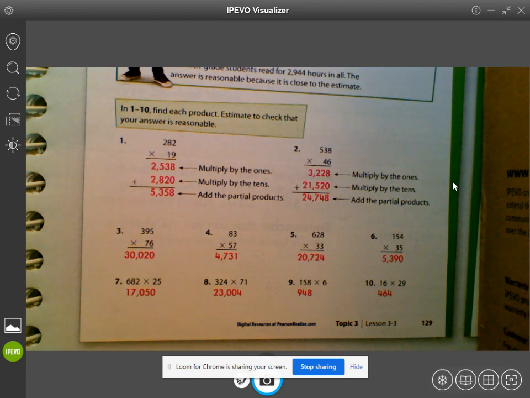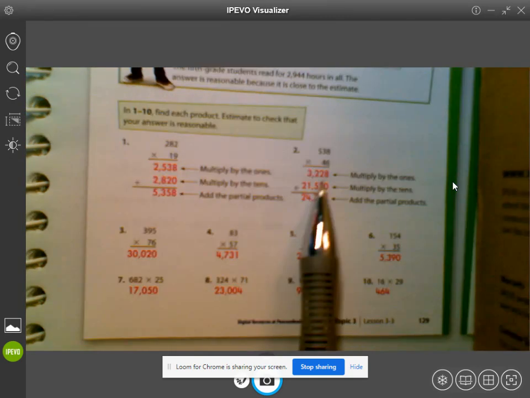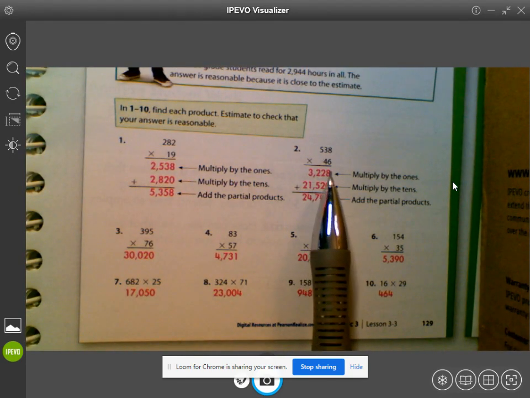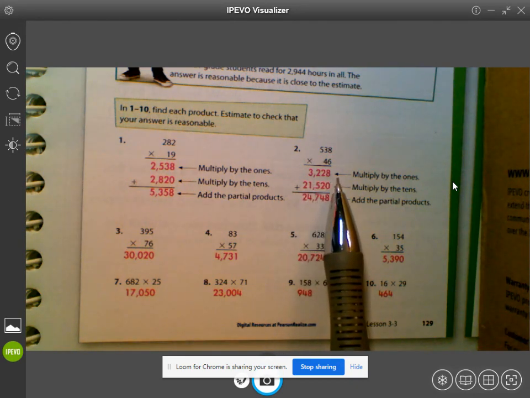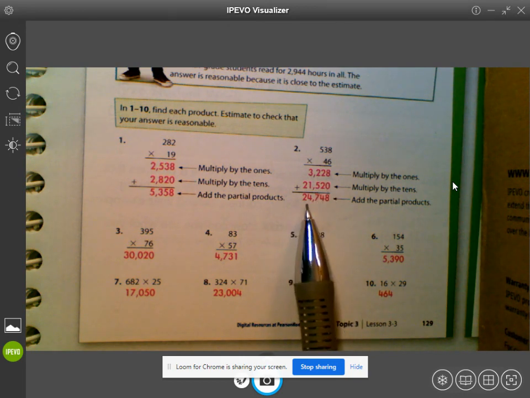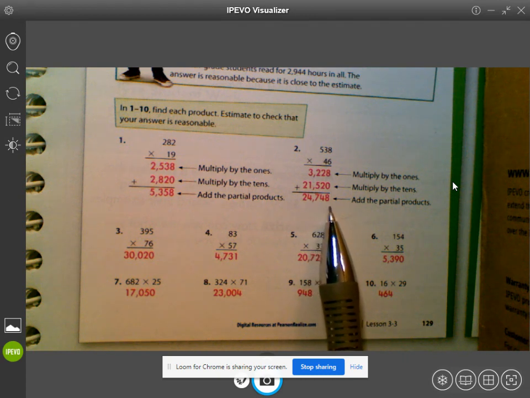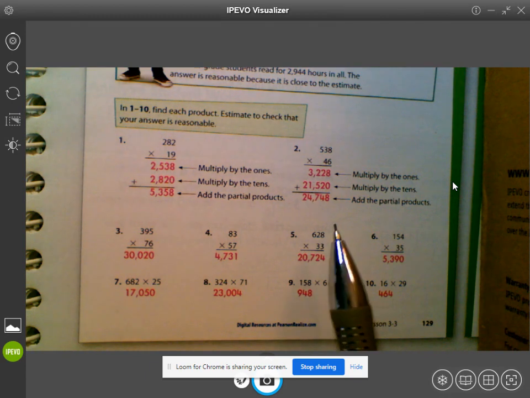So if we multiply 538 times 46, we get these two numbers down here, 3,228 and 21,520. What do we call these two numbers, fifth graders? Partial products. Nice. Then if we add them up, we should get a final answer of 24,748. How many of you remember to circle your final answer? Okay, about some of our class. Nice job.